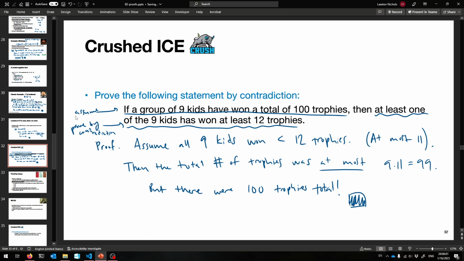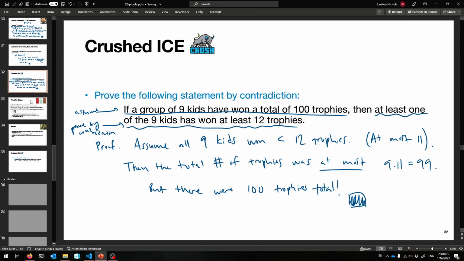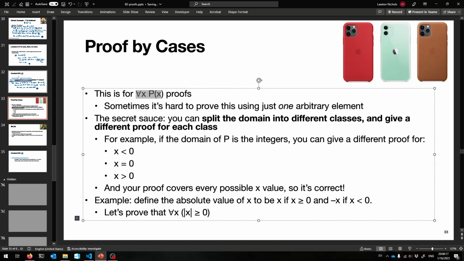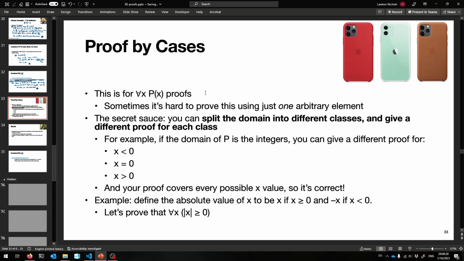That's proving by contradiction, and then I have two final concepts, and I think they come together in my last question for you. All right, so let's talk about proof by cases, because a lot of the time you're trying to prove for all x, P of x is true for that thing, but sometimes it's hard to prove all at once. Like P is true for every single element of the domain. I make that one arbitrary element and it just works out.